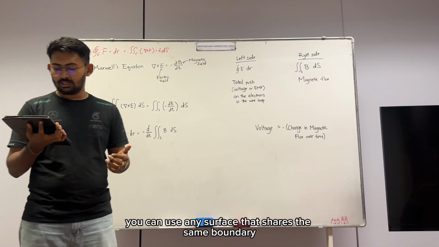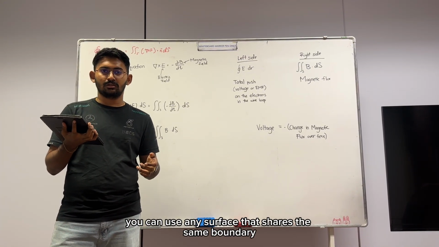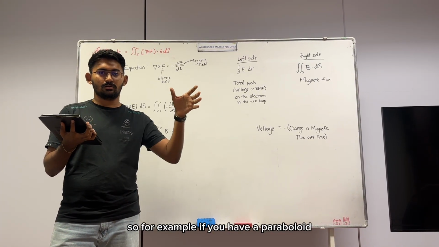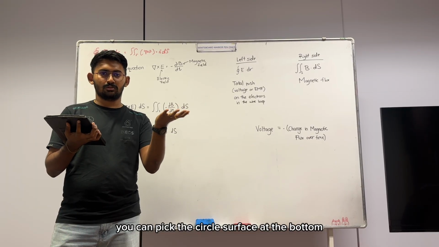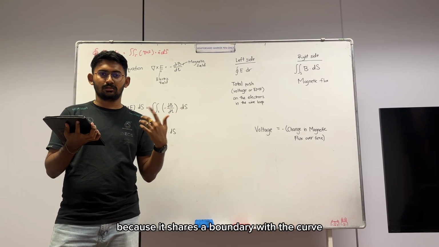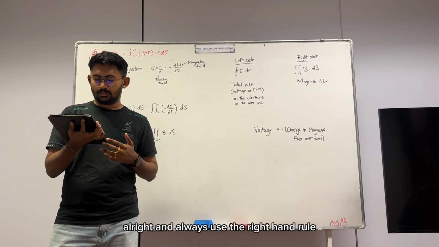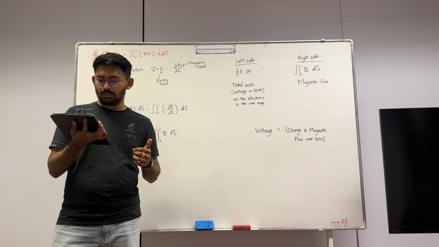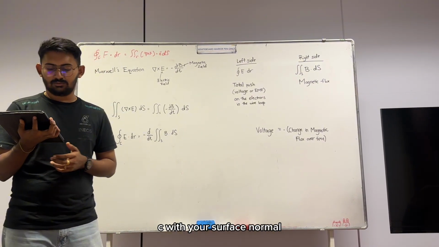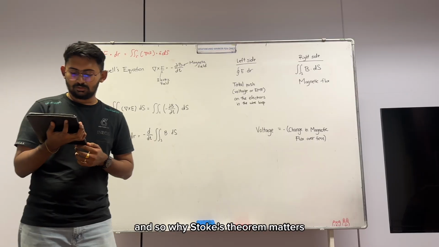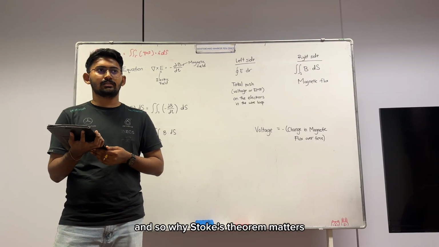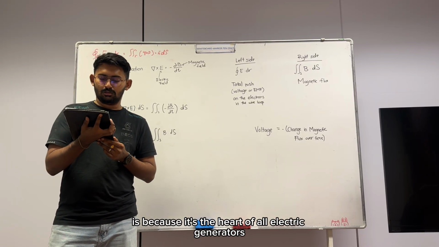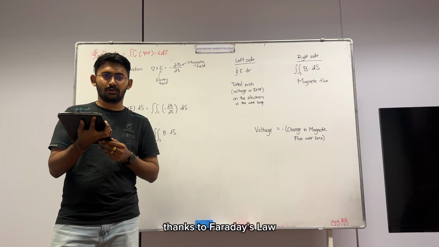Besides that, you can use any surface that shares the same boundary. So for example, if you have a paraboloid, you can pick the circle surface at the bottom because it shares a boundary with the curve. Always use the right hand rule for the direction of your boundary C with your surface normal n. Stokes' theorem matters because it's the heart of all electric generators, thanks to Faraday's law.